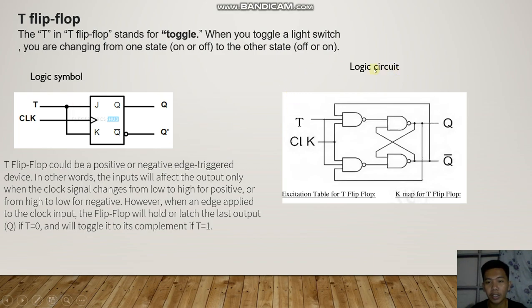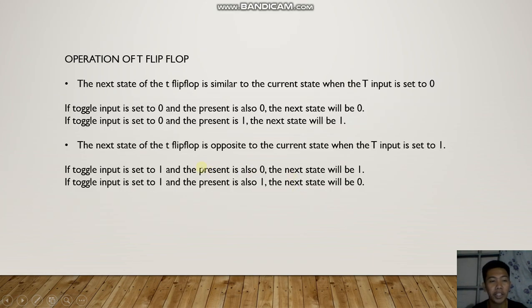We have here the logic circuit. We have 4 NAND gates. We have our T connected to another NAND gate, and we have the output Q and output Q prime, where one input of a NAND gate is fed directly to one output of another NAND gate. We have here the clock. So this is synchronous.